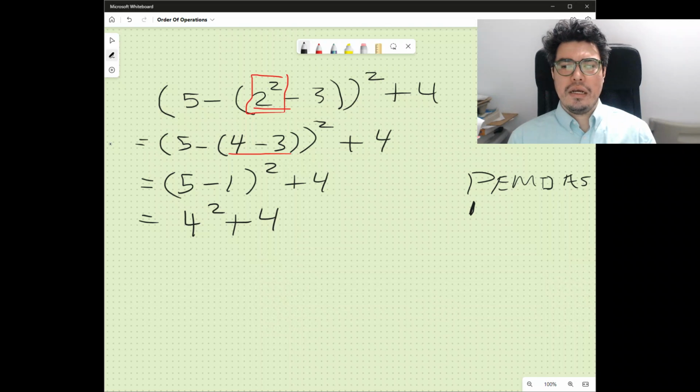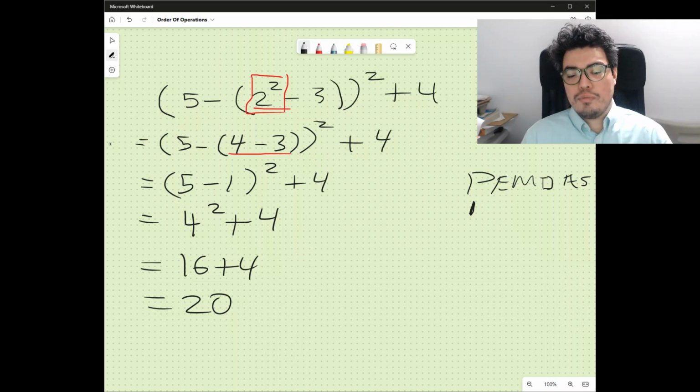Here we can see, are there any parentheses left? No. Are there any exponents? Yes. There's that square there. 4 squared is 16. We bring on the plus 4, and we know that 16 plus 4 is 20. And that's how we're able to do this expression.